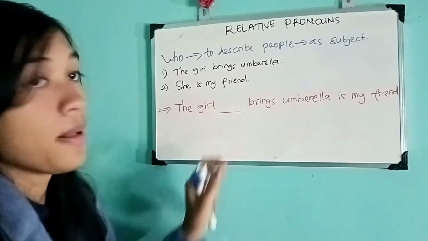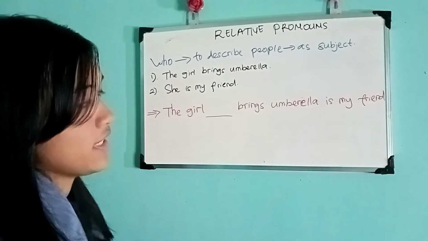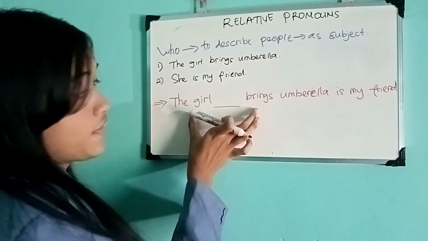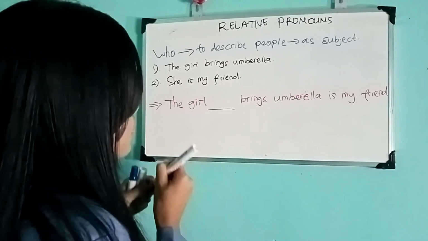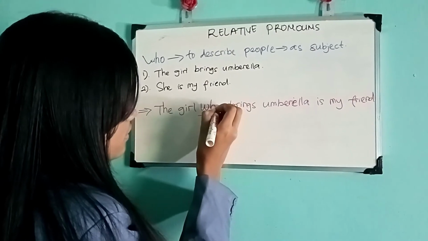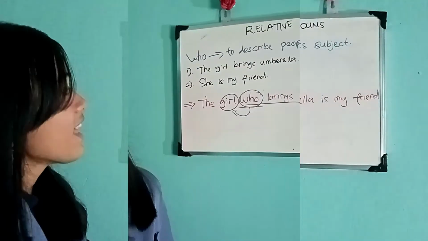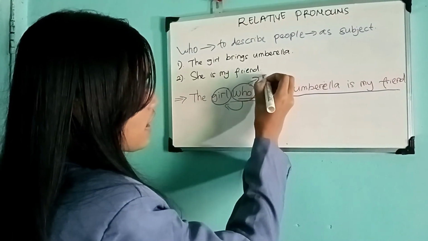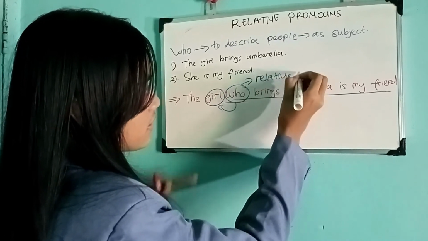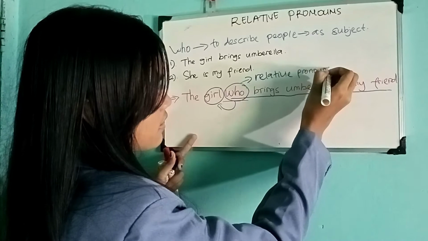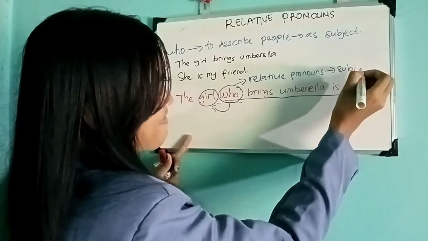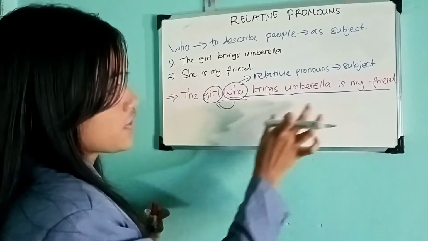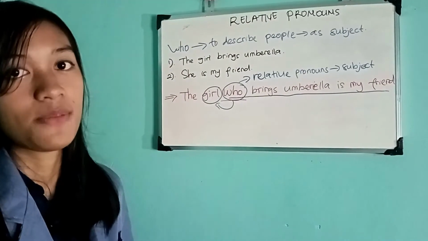For example, the girl blank brings the umbrella is my friend. Our relative pronoun is the subject of this clause. So we can use who. As you see, the subject of the sentence is girl and who refers to girl, so it is a relative pronoun as the subject. The relative clause who brings the umbrella comes after the subject girl.